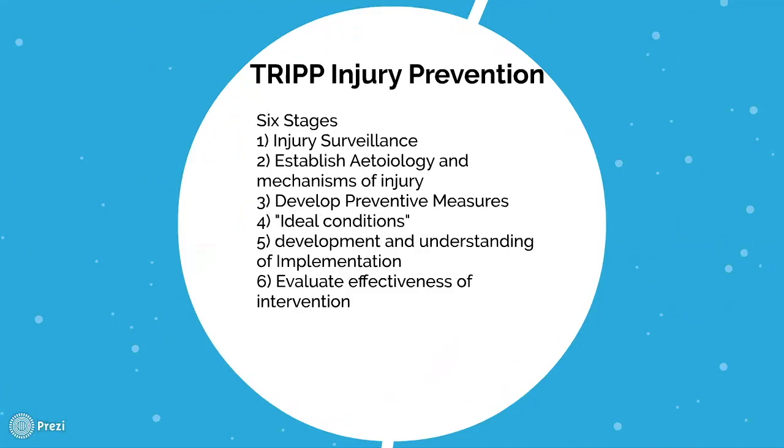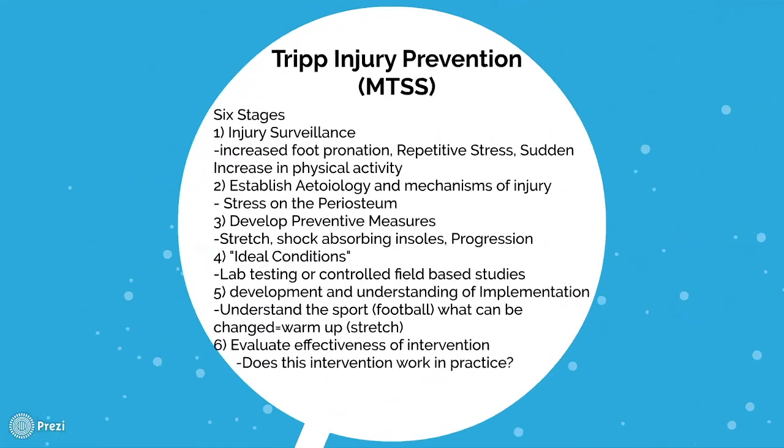And then next would be evaluating the effectiveness of this intervention in a practical way. So does this actually work in practice or a game or an actual real life setting? So when we're looking at the TRIP injury prevention model, we're looking at injury surveillance, which would be increased foot pronation, repetitive stress, sudden increase in physical activity. Those are some of the things that kind of lead into this injury.